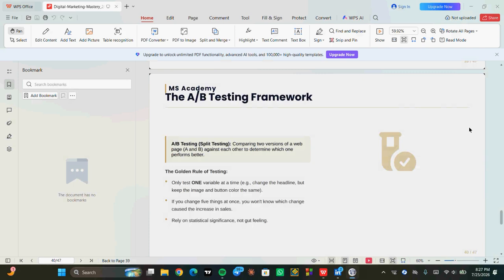So the golden rule of testing: only test one variable at a time. That is, change the headline, but keep the image and button color the same. Not necessarily that you do something like that, but it just implies that you only test one variable at a time. Take one thing at a time. Not everything can be changed at once. It is a step-by-step procedure.